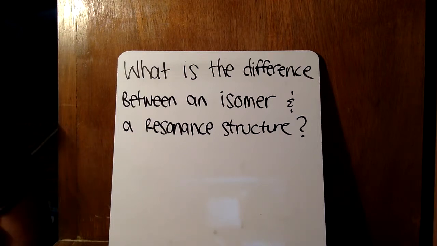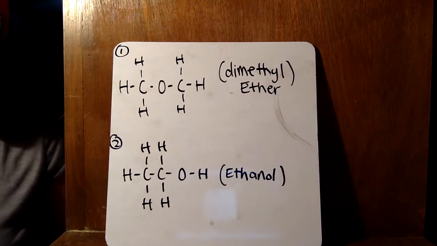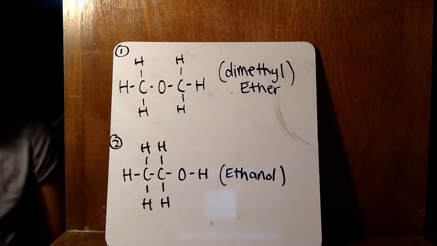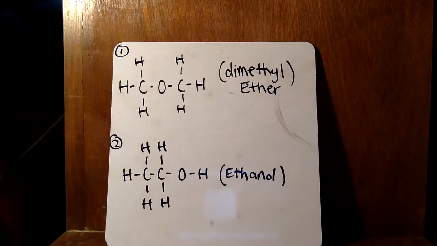What is the difference between an isomer and a resonance structure? Isomers are different compounds with the same molecular formula. Here we have two compounds, dimethyl ether and ethanol. We can see that they're not structured the same, but they do have the same molecular formula. What I mean by that is that it has 2 carbons, 6 hydrogens, and 1 oxygen, but they're placed in different positions.